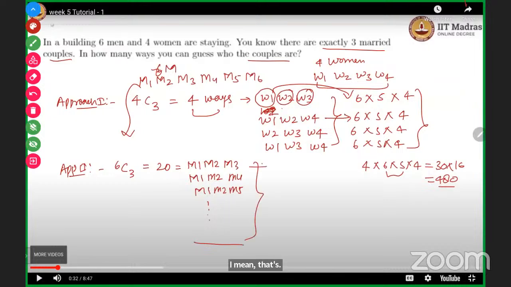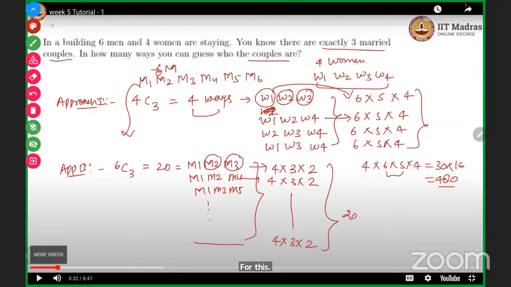Now for the first man, what is the number of options? Four, because there are a total of four women. For this man, three, for this, two. Similarly, here, 4 into 3 into 2, and that happens 20 times. So it will be 20 into 4 into 3 into 2, which is nothing but 6, 4, 24, 240, that is 480.